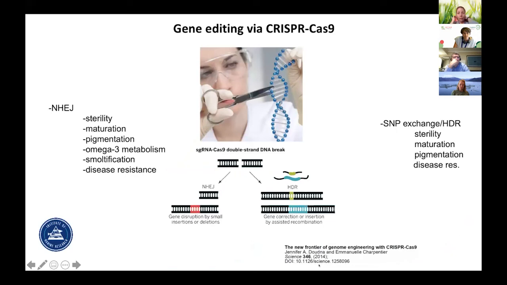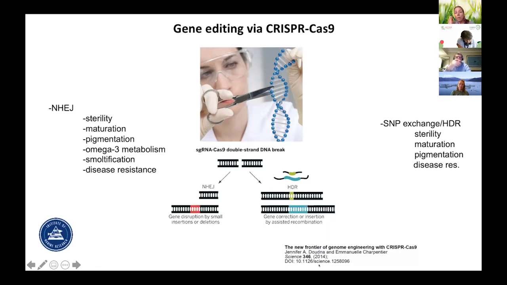So in my group, we've been working with gene editing since 2013. And we have been working with a number of traits, and we have used knockout technology, which is the most simple technology. With CRISPR-Cas, you just cut the DNA and the cell forms a mutation. In this case, we work on sterility, maturation, pigmentation, omega-3 metabolism, maturation, disease resistance.